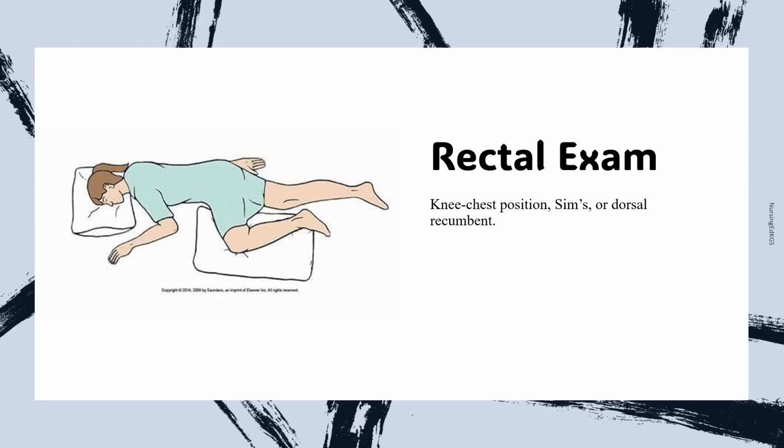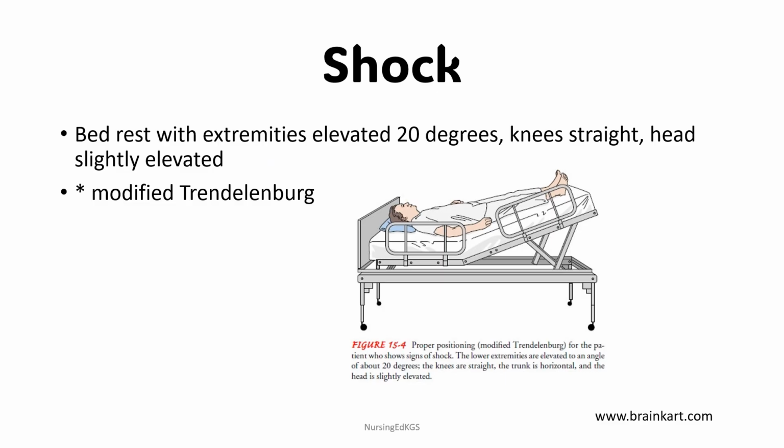For a rectal exam, knee chest position, Sims position, or dorsal recumbent position. Patient has shock, we'll normally do a modified Trendelenburg, as well as encourage bed rest with the extremities elevated at least 20 degrees, knees straight, head slightly elevated.